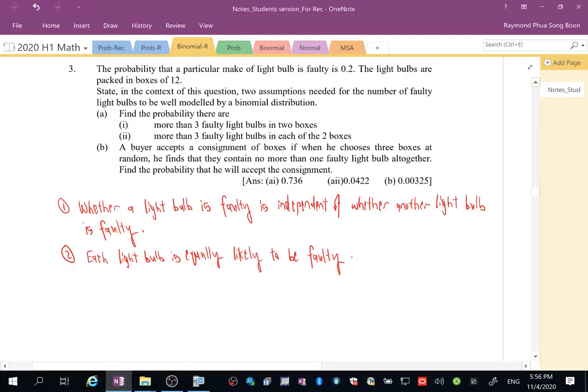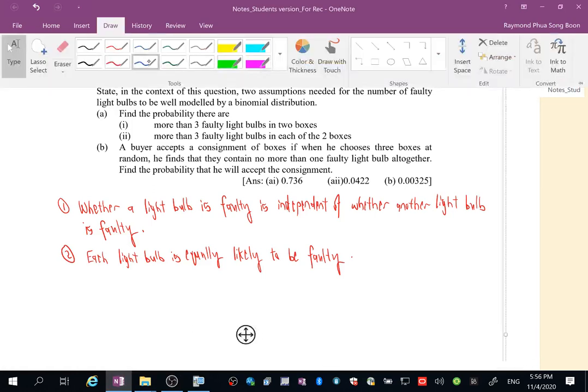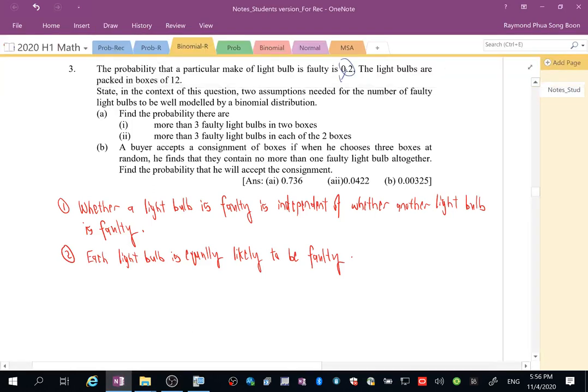Okay, let's look at exercise 3, question 3. In this question, we are told that the probability that a particular make of light bulb is faulty is 0.2. So this means that p is 0.2, and the light bulbs are packed in boxes of 12. So in this case, n is 12 if we are talking about the number of light bulbs in one box.